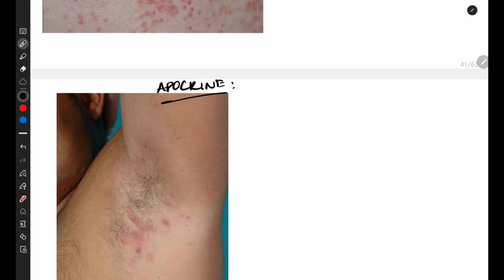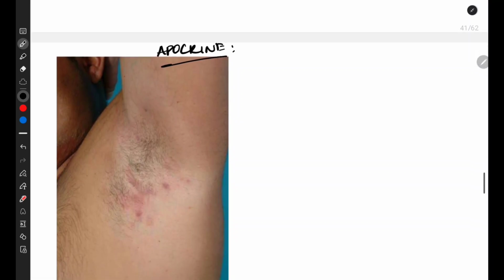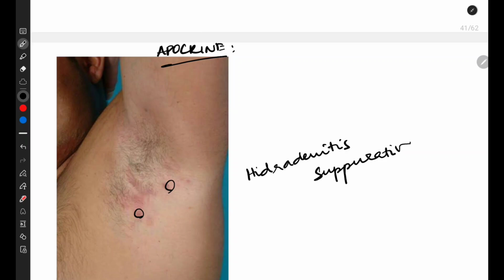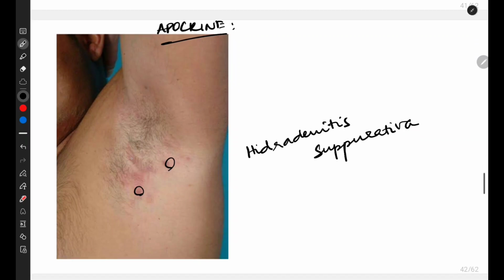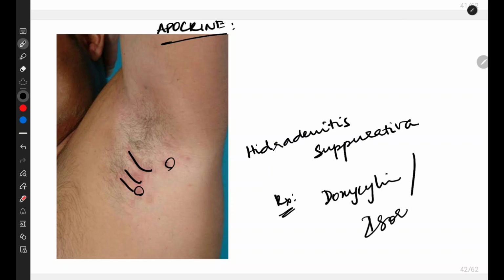So next we'll come to apocrine sweat glands. Apocrine sweat glands are present in the axillary region. If there is follicular occlusion, it will cause adenitis. It is called hidradenitis suppurativa. There will be nodular lesions present, and there will be interconnecting bridges present between the lesions. And the treatment is with doxycycline or isotretinoin.